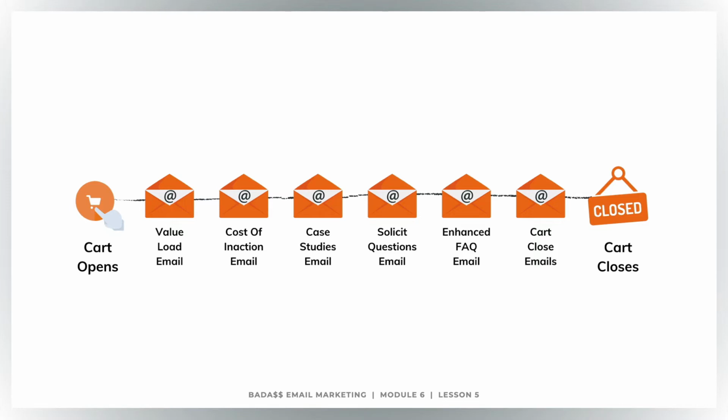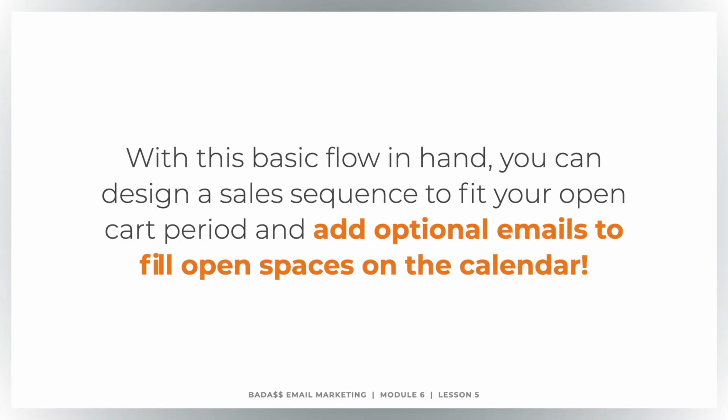Now, with the basic flow in hand, you can design a sales sequence to fit your open cart period and then add optional emails to fill open spaces on the calendar. So we're going to talk about this. We're going to talk about a couple of specific sequences, but the point is, once you fill in those kind of 6 categories of emails, you're going to look and say, okay, where do I have a spot in my calendar? And let's add another of these other kinds of conversion emails that are available to me.